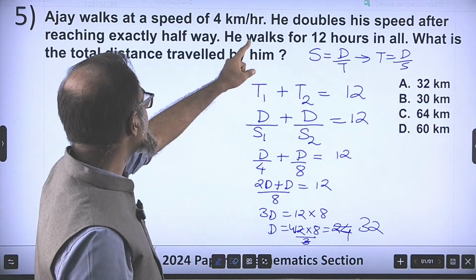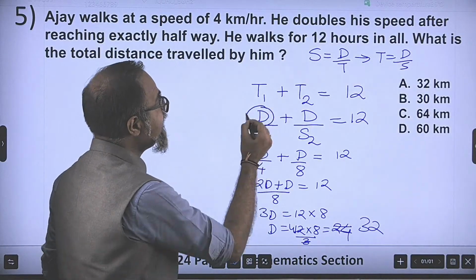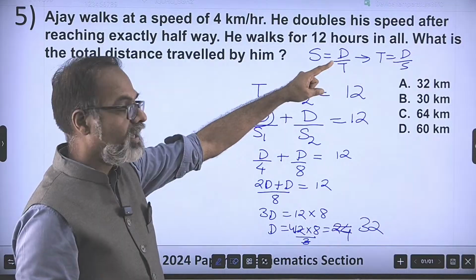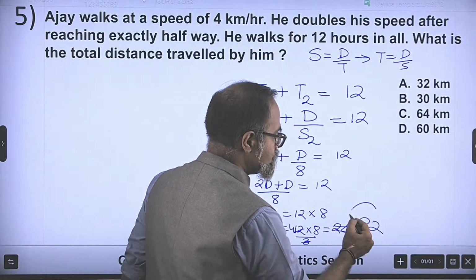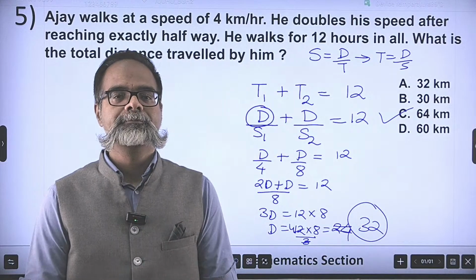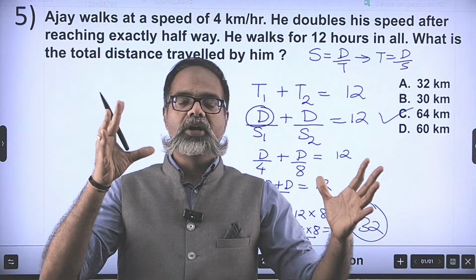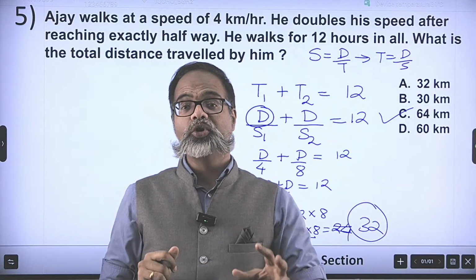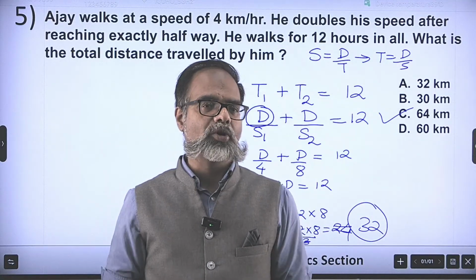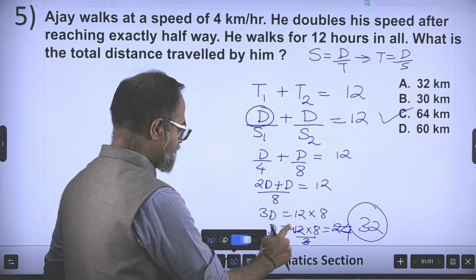Why? It says the total distance traveled by him and d was each half distance, right? So my actual answer is 2 times d, which should be 64 kilometers. So this is the step-by-step method, the classical method of doing it. But supposing I don't want to do it, right? I'm not very sure about my formula and stuff. Then how do I do it without engaging in too many formulas?